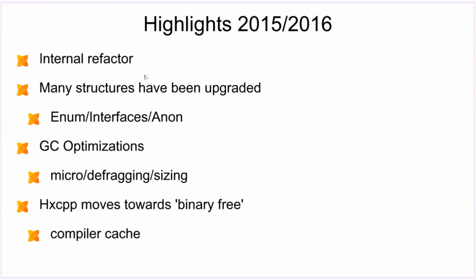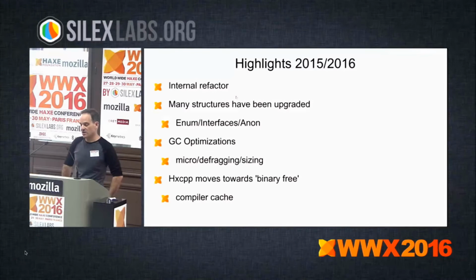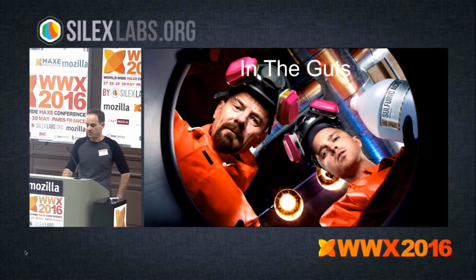I've also made a big change with the 3.3 compiler, and HXCPP is moving towards binary free. So I won't be requiring the NDLL files that normally ship with HXCPP. And to compensate for this, I've added a compiler cache to cut down the compile times.